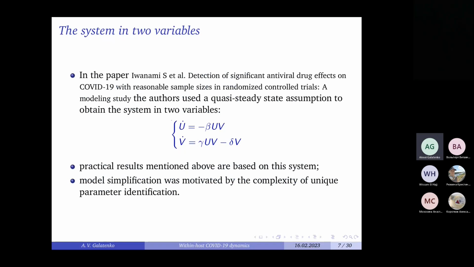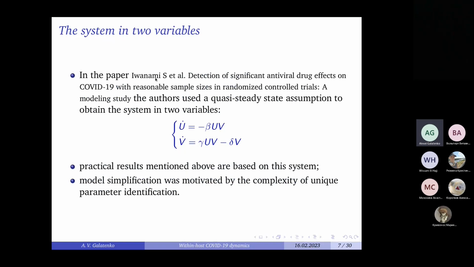Another simplification is the system in 2 variables. It was originally introduced in the paper by Ivanami, cited a little bit earlier. This paper analyzed various treatment strategies. The authors of the paper were unable to identify the parameters of the system in 3 equations, at least what they wrote in the response to the reviewer. So they decided to perform additional model simplification.